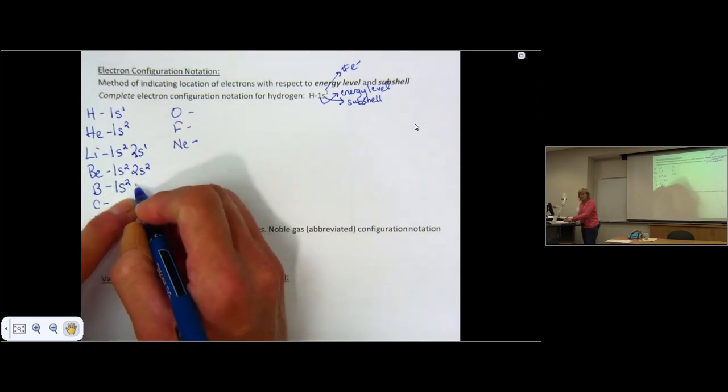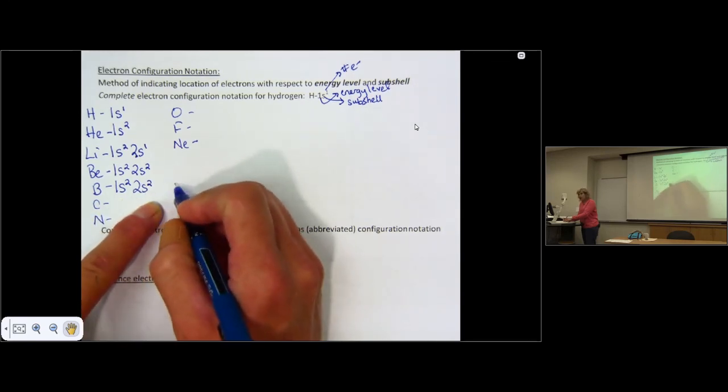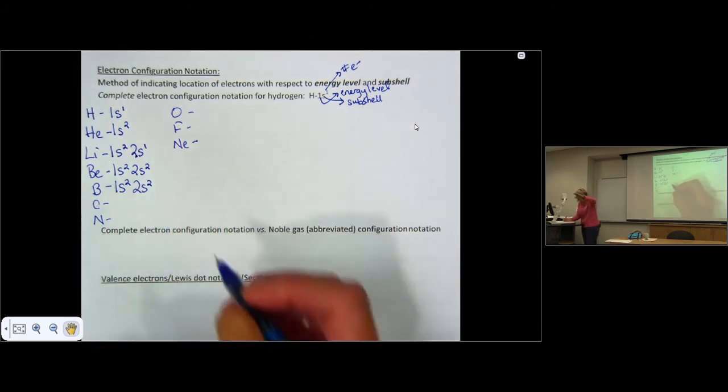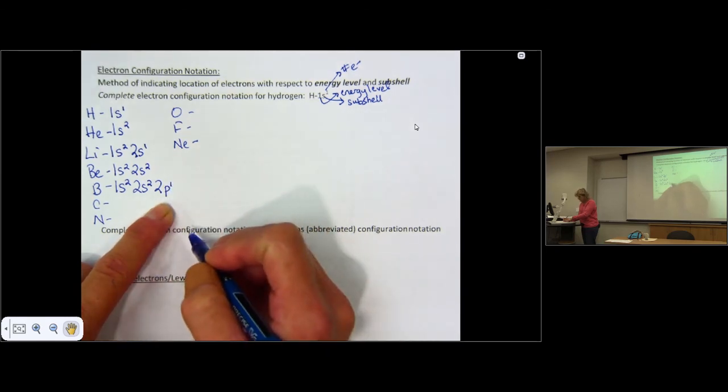So 1s2, then what do we write? 2s2. Are we still in the second energy level? Yes, we are. Look where you are on the periodic table. Are you still in the second energy level? So still 2, but now we flipped over to which subshell? P, and how many electrons are there? 1.